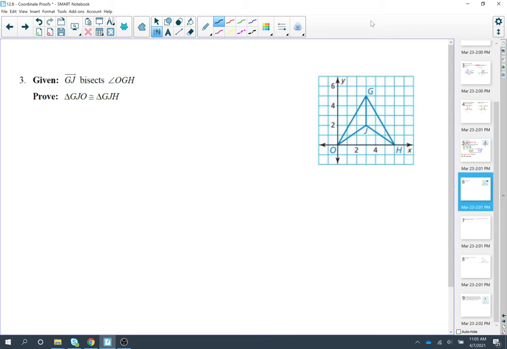Example 3. We are given that GJ bisects angle OGH. So this is GJ, and we know that it bisects OGH. Now, again, if something bisects, remember that means it essentially cuts in half. So by that statement, I now know that this angle is congruent to this angle.